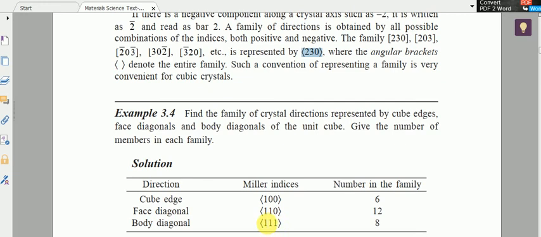Now in a body diagonal case, there are 8 representations. A body diagonal means it will be [1 1 1], towards the 8 corners you can represent. So there are 8 members in this particular family. A family of directions is represented by these angular brackets.